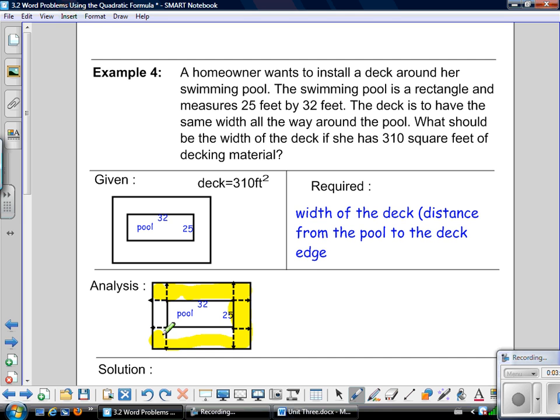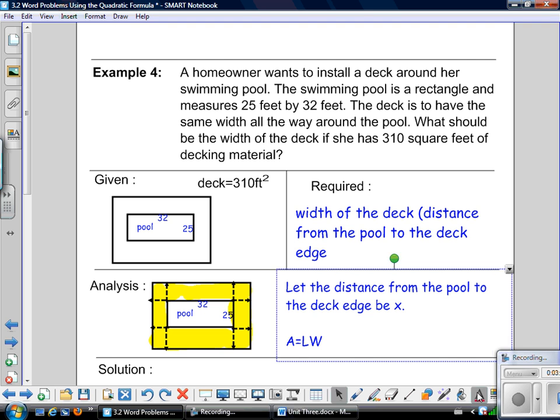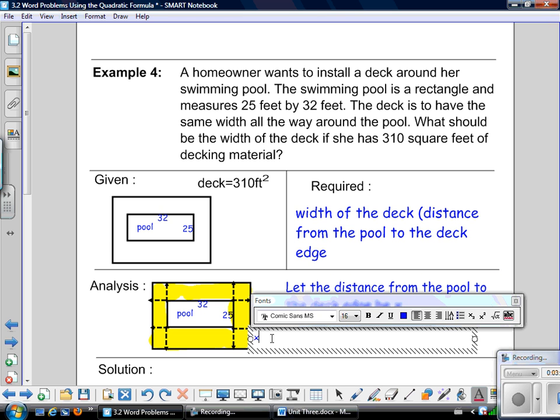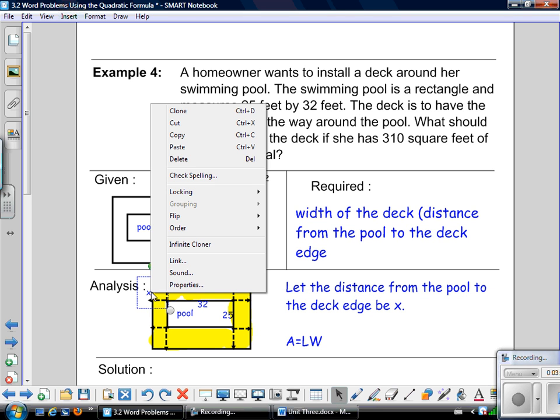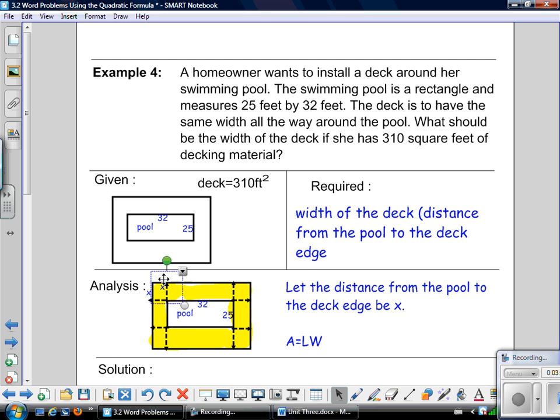That's our deck. Okay, so the first thing I'm going to do is, because I don't know what that width is, I'm going to let it be with my let statement. So I'm going to let the distance from the pool to the deck edge be X. So if that's the case, what I end up with in my question, and I'm just going to take an X so I can put it everywhere that I need one. So we have an X, and we have one here, and I'm going to clone it. I have another one here.